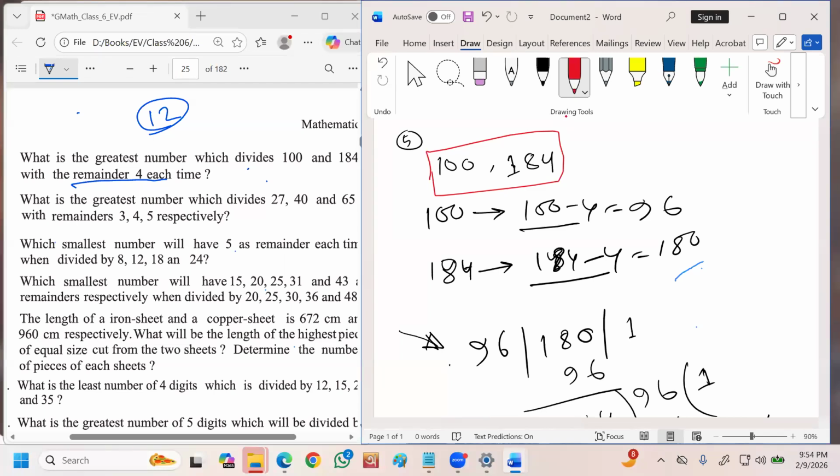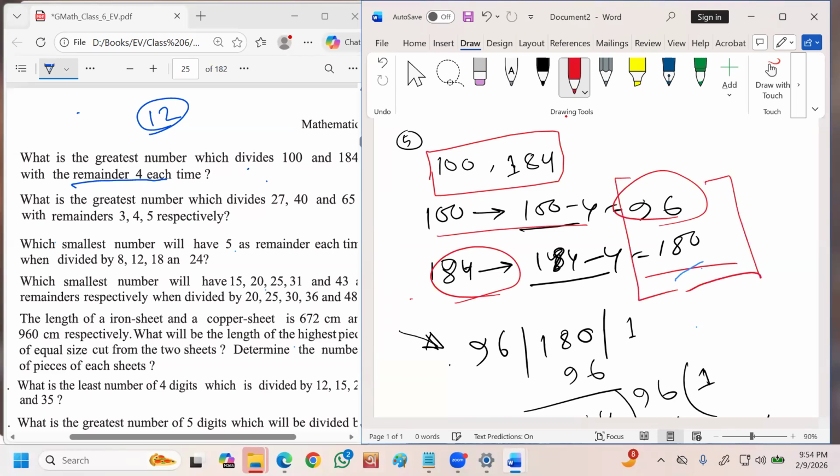এই ধরনের অঙ্কের ক্ষেত্রে, জিসিডি বের করার ক্ষেত্রে আগেই যেটা রিমাইন্ডার থাকবে তাকে বাদ দিয়ে দিব। 100 থেকে আমি এই জন্য 4 বাদ দিয়ে দিছি, পেয়ে গেলাম 96। 184 থেকে আমি 4 বাদ দিয়ে দিছি, পেয়ে গেলাম 180। এখন এই দুইটা নাম্বারের জিসিডি যদি বের করতে পারি, তাহলে আমার গ্রেটেস্ট নাম্বার দ্যাট ক্যান ডিভাইড 100 and 184 বের হয়ে যাবে। ঠিক আছে, এই পর্যন্ত বুঝতে পারছো?